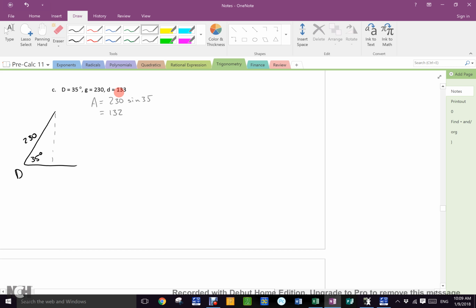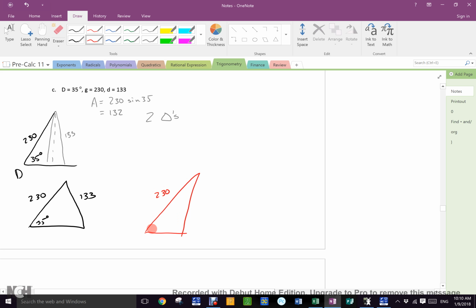Now, my third side's 133. So what are my options? This is 132. Can I go down here at 133? Could I go down here at 133? So there's two triangles possible, which means I have to do sine law with this one: 133, 230, 35. But I also have to do sine law with this one: 230, 35, and 133. Notice that it changes these two angles. Is everybody with me?